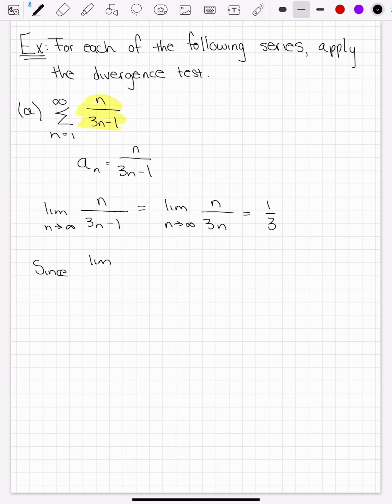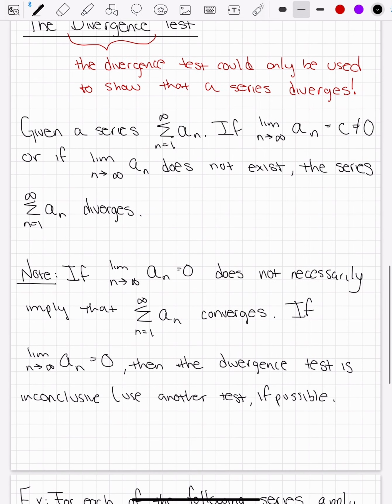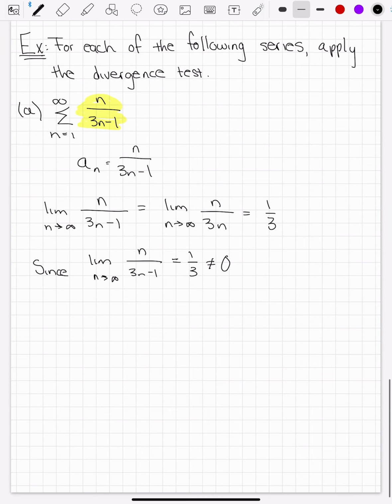So then, since the limit as n approaches infinity of n over 3n minus 1 is equal to 1/3, which is not 0, the divergence test says that if it's equal to a constant that's not 0, then the series diverges. So in this case, we get to conclude that the divergence test says that the sum from 1 to infinity of n over 3n minus 1 diverges.